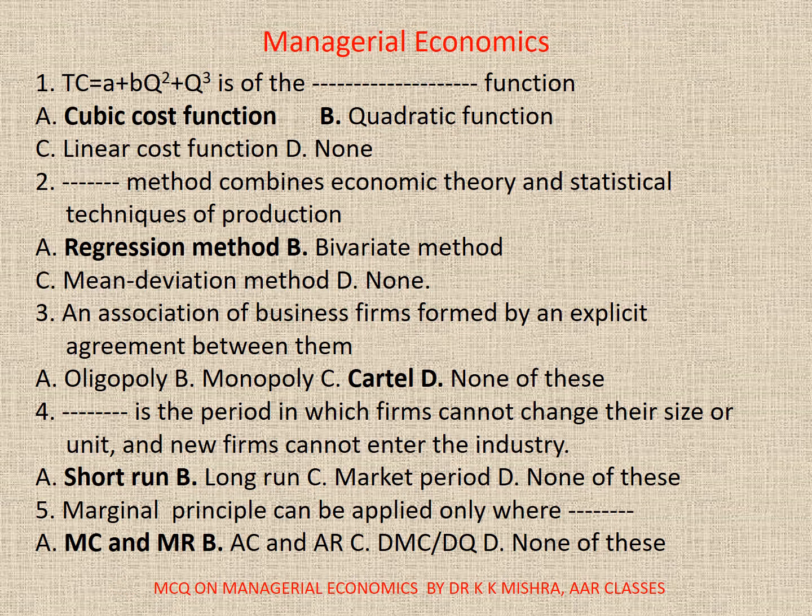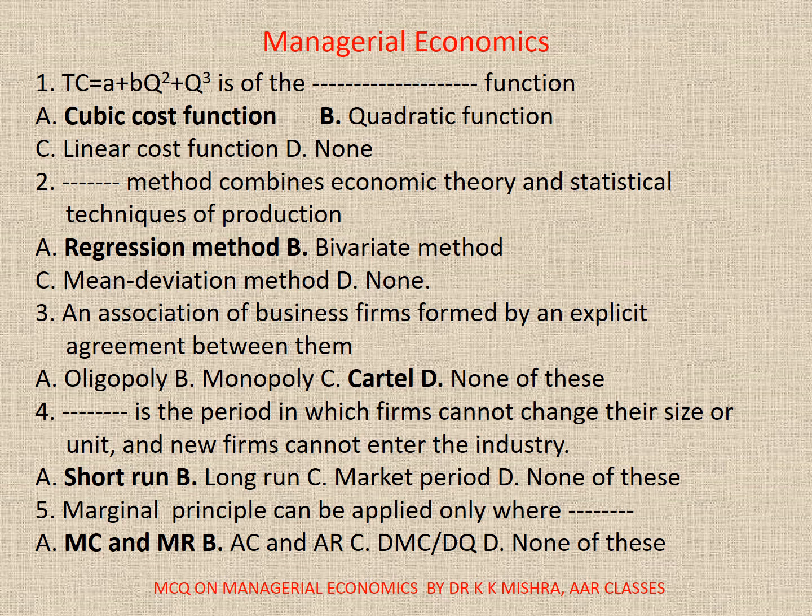Question number 1. Total cost, that is TC, is equal to A plus BQ square plus Q3 is of the dash function. A, cubic cost function, B, quadratic cost function, C, linear cost function, or D, none. Here it is A, cubic cost function. 2. Dash method combines economic theory and statistical techniques of production. A, regression, B, bivariate method, C, mean deviation method, or D, none. The correct option is A, regression method.